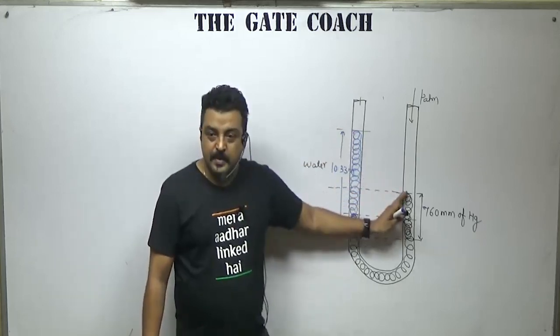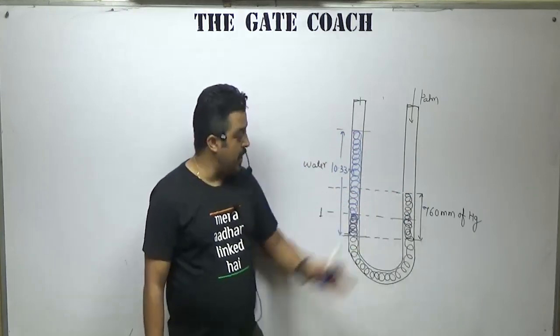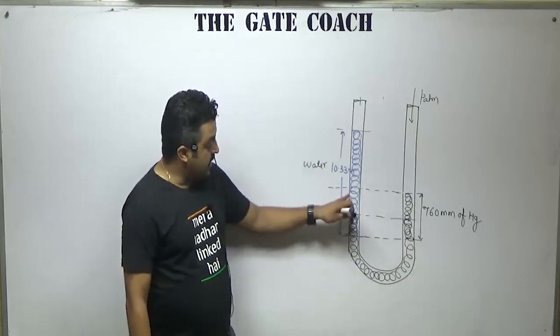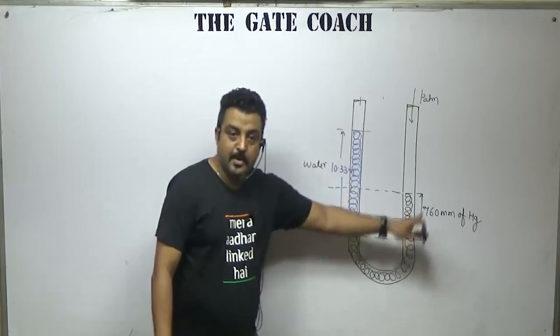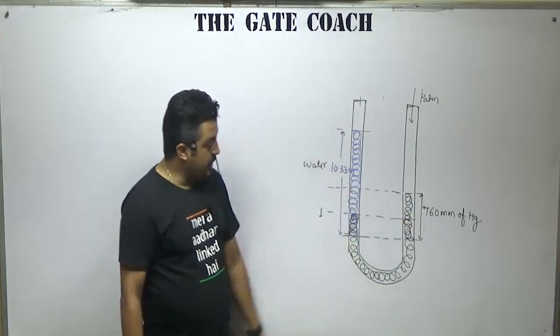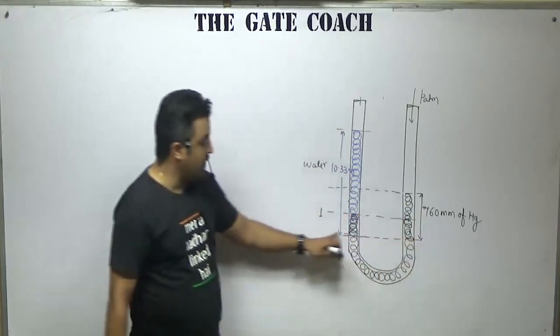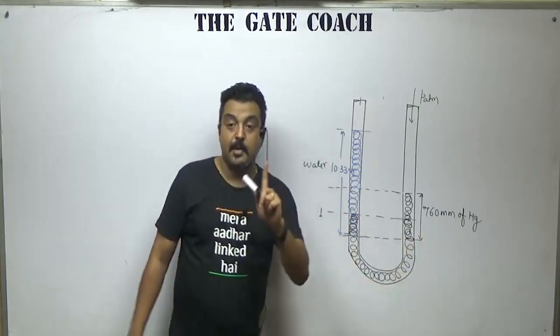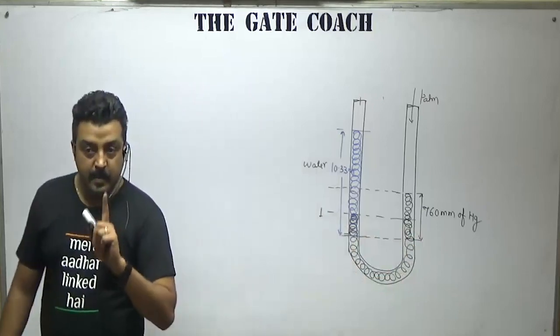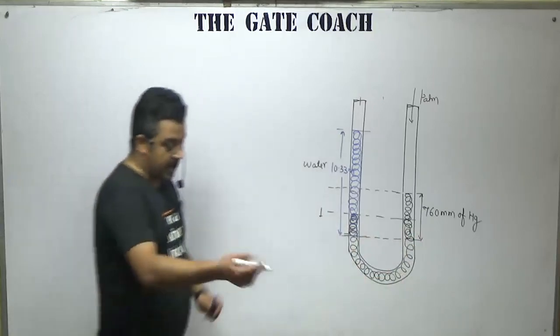But where is the gauge value? Zero. So obviously we are not marking the correct level here, because these are two different liquids. The liquid is not continuous here. So when you are marking the level, it should be such that the liquid is continuous, a single liquid. Keep this in mind. Okay, let's start with case 1.